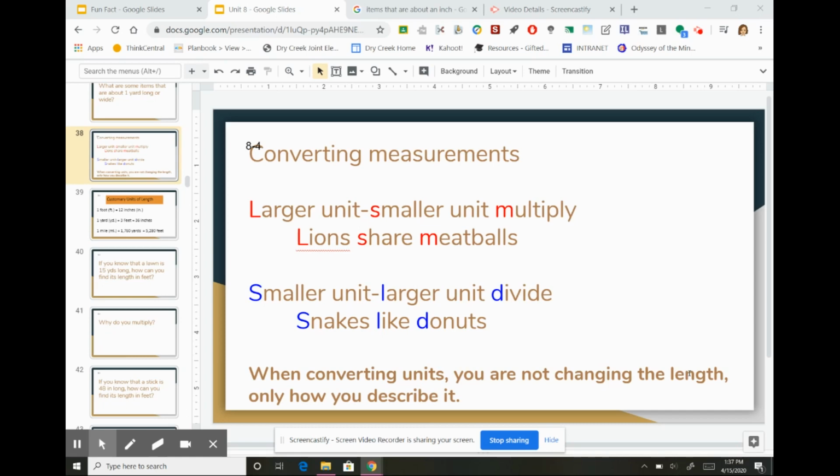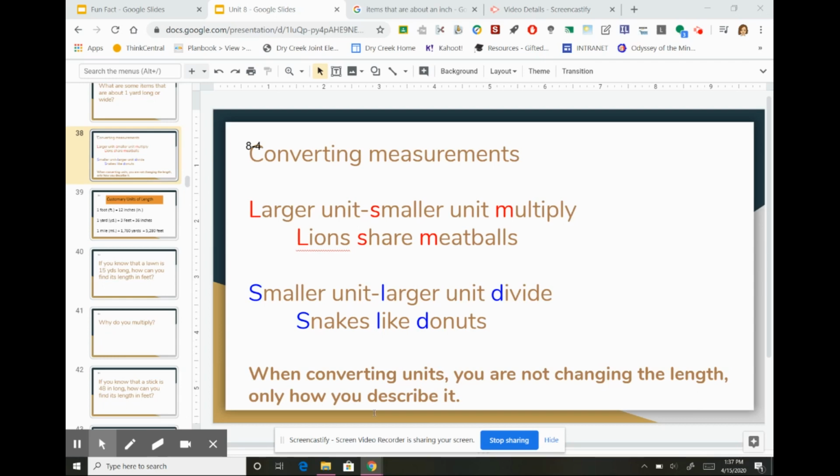Remember that when we are converting the units, we're not changing the length, okay? The length stays the same. The only thing we're changing is how we describe it. So in my last example, when I showed you my cereal box, that was about 1 foot long or about 12 inches. The length of the box, the height of the box, did not change. The only thing that changed was the way I'm describing it, okay? So the length is not changing, just the way we're describing it.